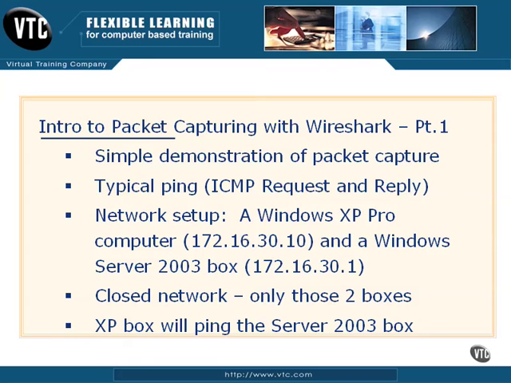Now we've got a network that we have set up, and it's a Windows XP Pro computer at 172.16.30.10 and a Windows Server 2003 computer, and that's at 172.16.30.1. Now this is a closed network. In other words, only these two boxes are on the network, and the only traffic we will see pass back and forth is between these two boxes. Now the scenario for this demonstration is that the XP box will ping the Server 2003 box, and we'll see what the traffic looks like. So let's go ahead and take a look.